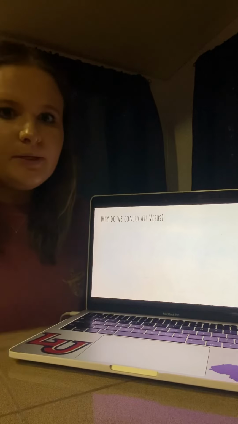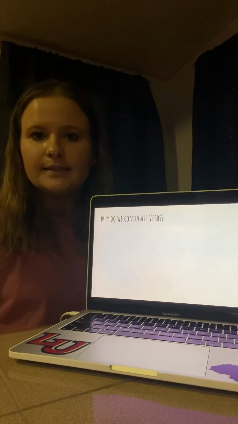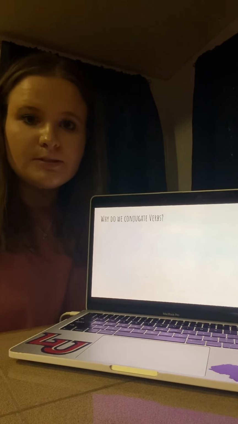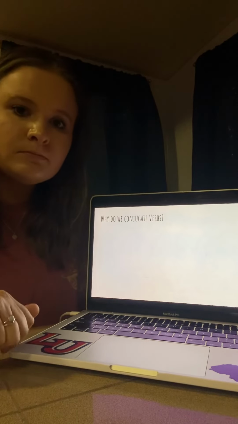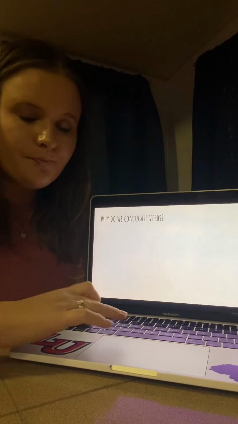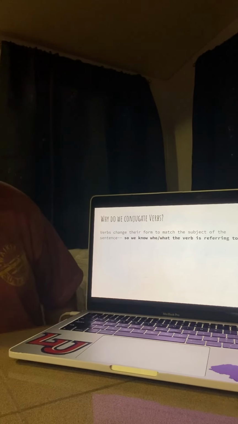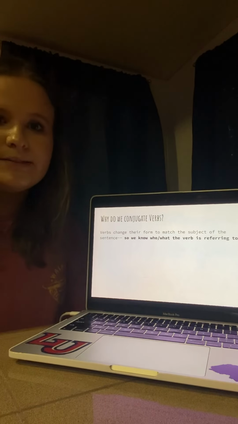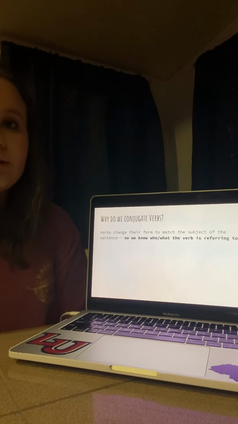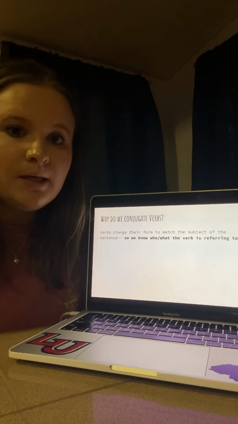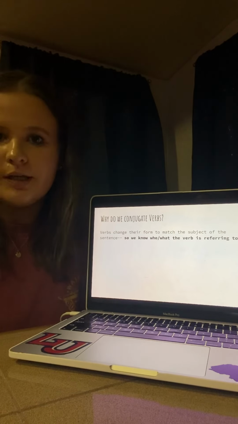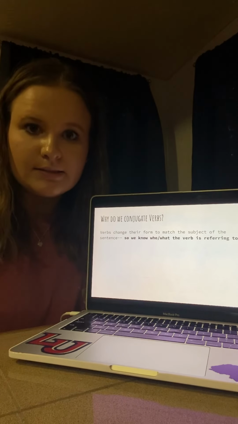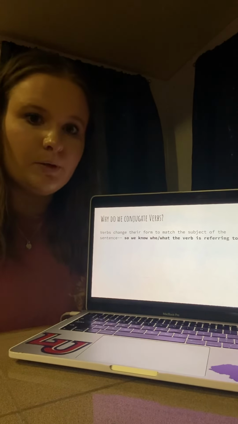So, why do we conjugate verbs? Does anybody have any ideas as to why we conjugate verbs? What it means to conjugate verbs? So, verbs change their form to match the subject of a sentence. So, like we said, so we know who or what the verb is referring to. If we didn't conjugate verbs, we wouldn't know what the sentence was about. We wouldn't have any context to know who or what we were talking about.